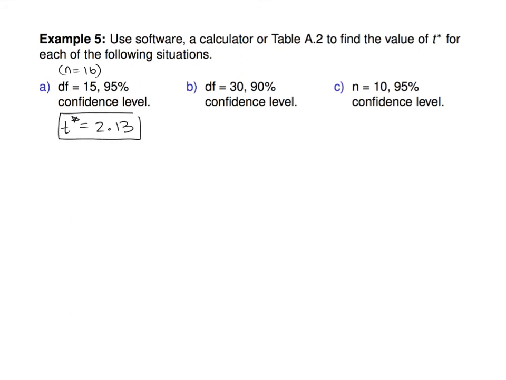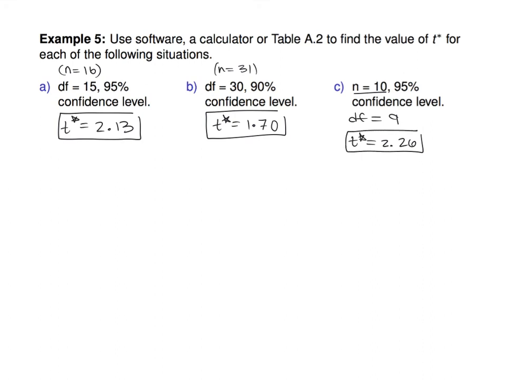Notice that that's a teensy bit higher than what your multiplier would have been for a z-star. And that has to do with the fact that with this smaller sample size, one expects more variability. Okay, if the degrees of freedom is 30, that means your sample size was 31. At a 90% confidence level, the t-star multiplier you use there is 1.70. Now if your sample size is 10, your degrees of freedom is 9. So at a 95% confidence level there, you'll have to use t-star equals 2.26.